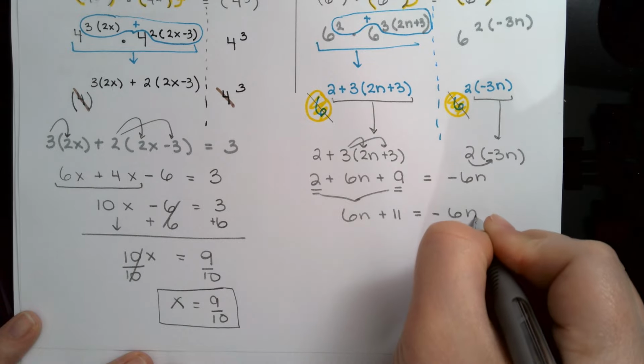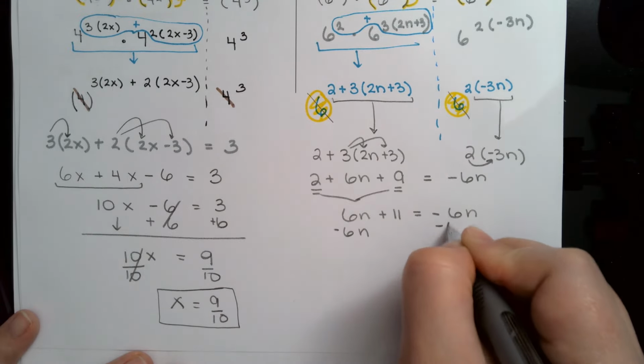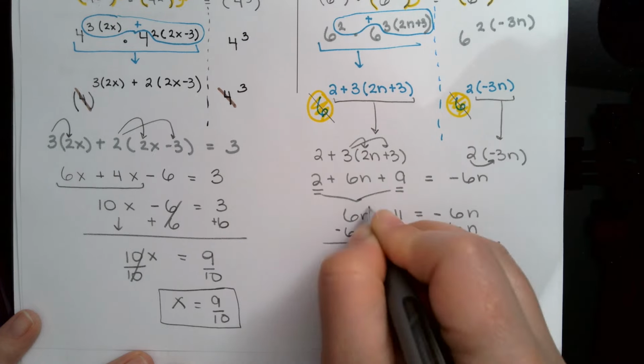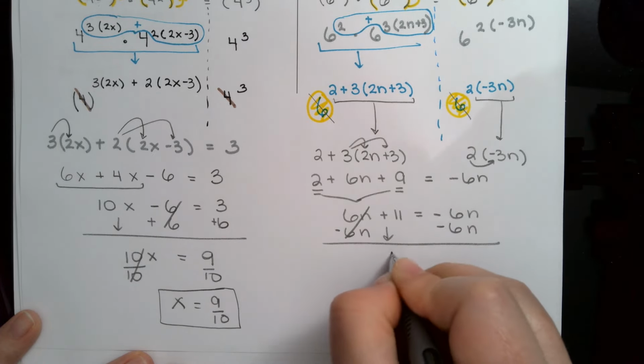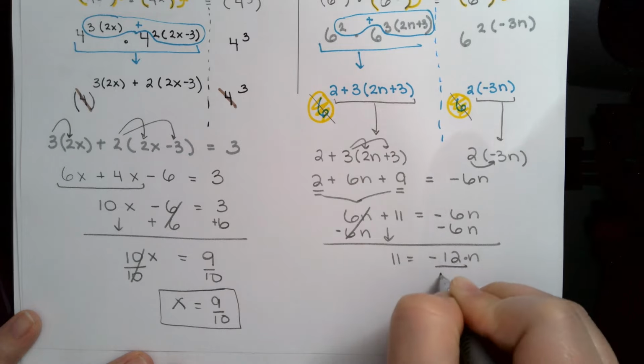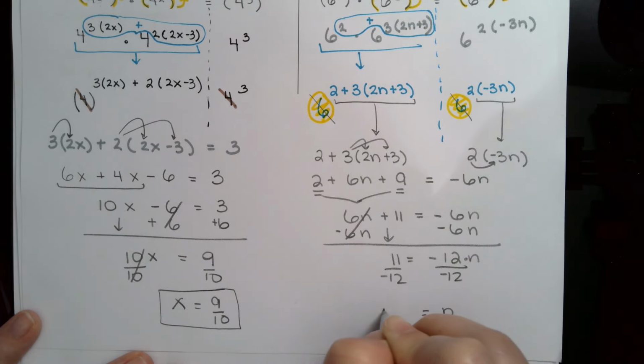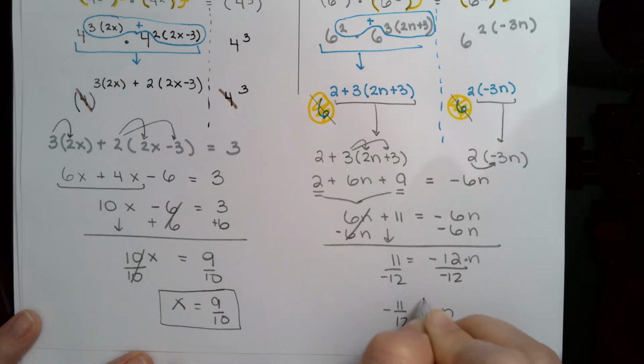And I'm going to subtract 6n from both sides. Careful here, this does not equal 0. In fact, this is negative 12n. So when we divide by negative 12 here, we're left with n is equal to negative 11/12.